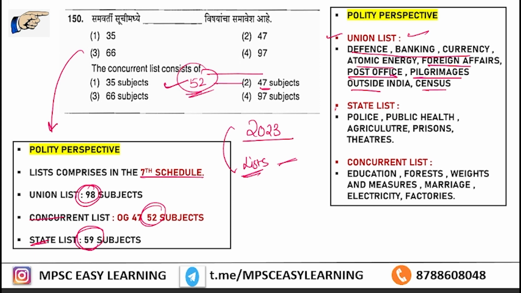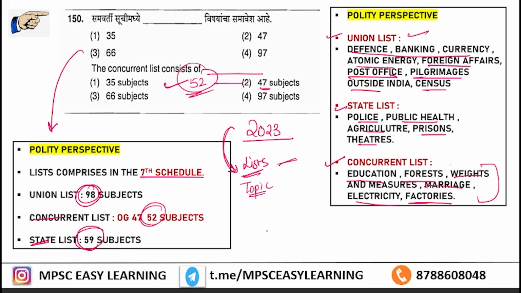If we see the state list, in the state list you've got police, public health, agriculture, prisons, theatres, ये सब आते हैं आपके state list में. Concurrent में क्या आता है? Concurrent में आता है education, forest, weights and measures, marriage, electricity, factories, ये सब topics आते हैं आपके list में. Like I was telling you, 2023 में you found a question on lists, a directly repeated question, topic तो repeated है ना.